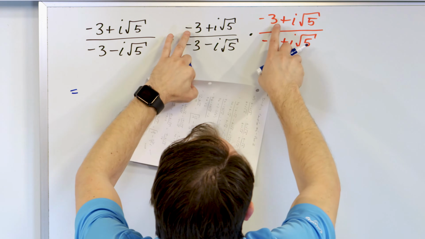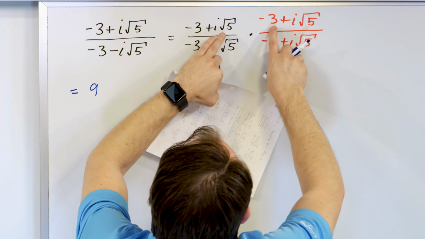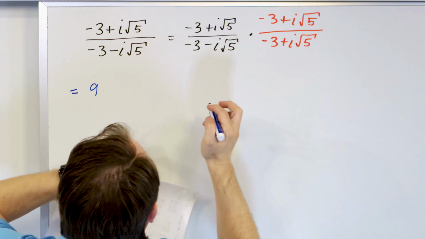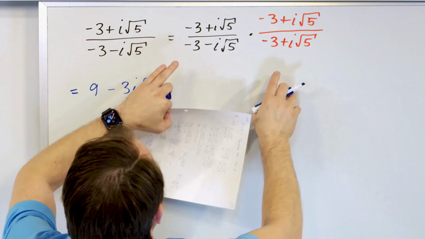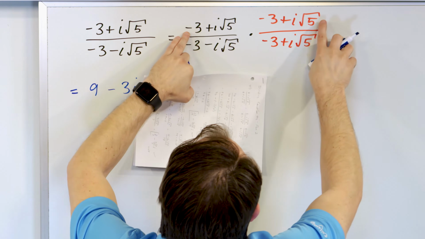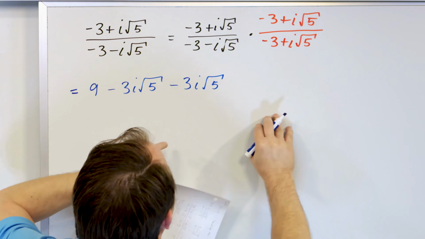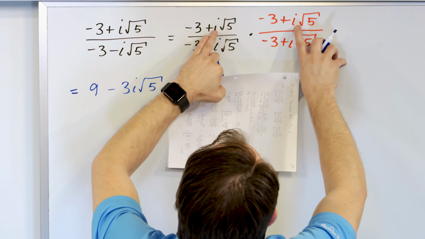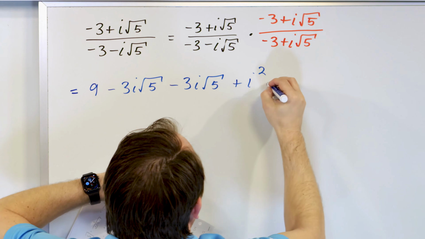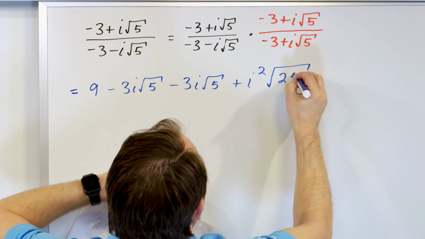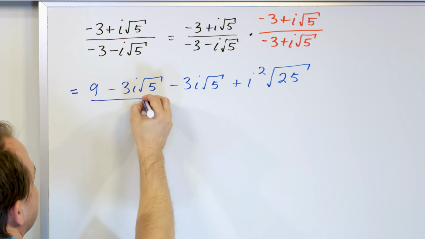So here we have the first terms. -3 times -3 is positive 9. Inside terms, -3 times the I root 5 is going to be -3I root 5. Outside terms, -3 times the I root 5 again gives me -3I root 5. And on the last terms, the I times I is I squared, and square root of 5 times the square root of 5, I'm going to write it as a square root of 25. Bring them under one radical, 5 times 5 being under the radical, 25.